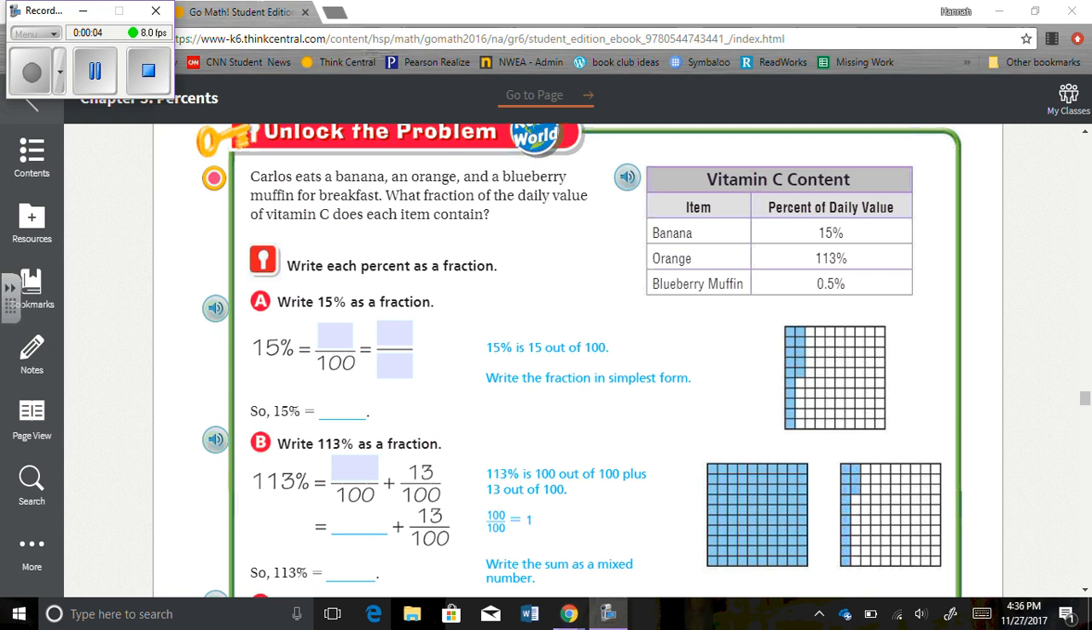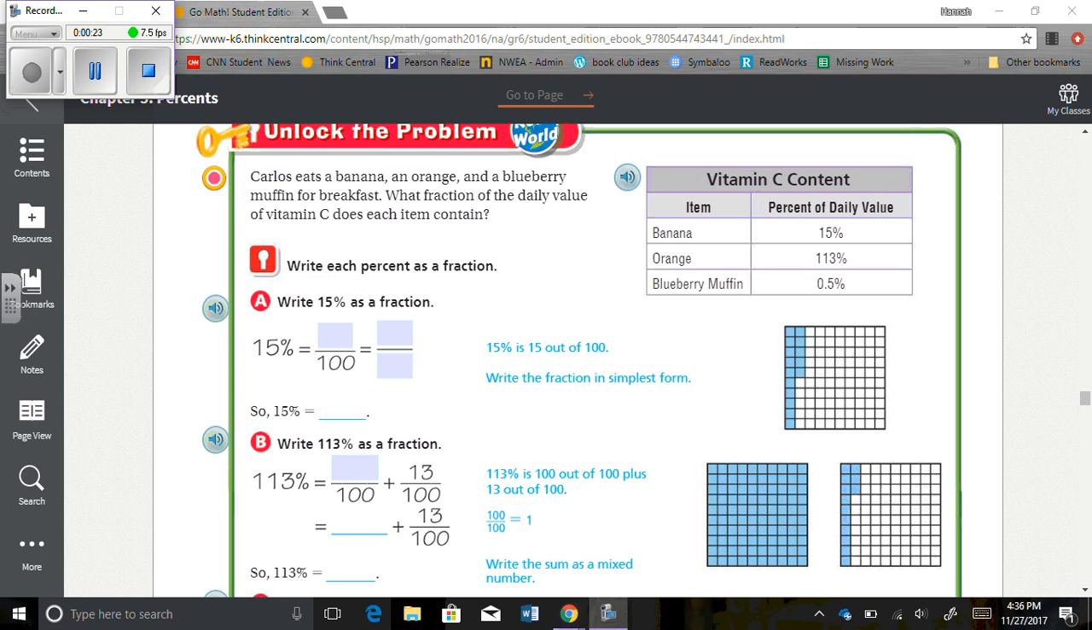Okay, so we're going to talk about lesson 5.2. That is write percents as fractions and decimals. And our objective today is that you will write percents as fractions and decimals by first writing the percent as a ratio that compares a number to 100.